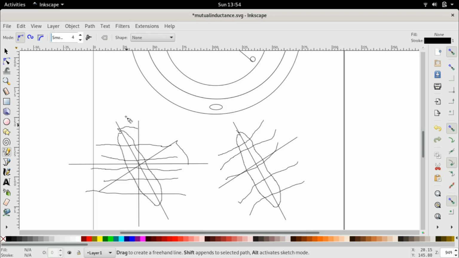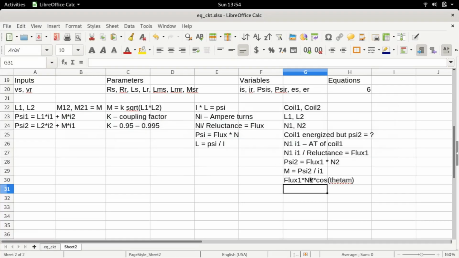So if we make this definition, we can say that this flux multiplied by the number of turns of the rotor multiplied by the cosine of this theta m is the actual flux linkage. So I could write this as psi 2. This is the real psi 2. And therefore, quite obviously, this mutual inductance is this psi 2 divided by I1.